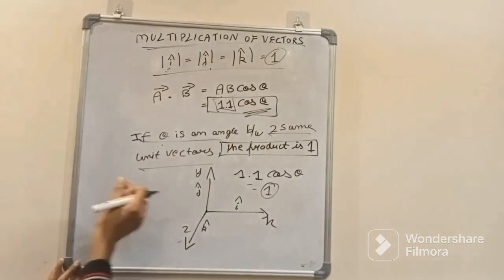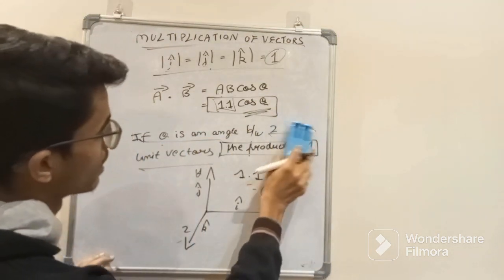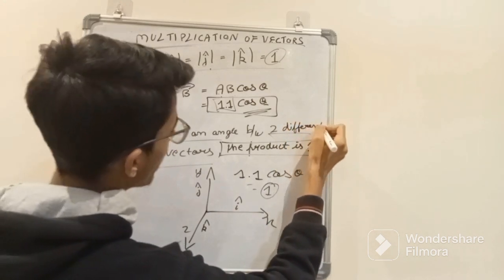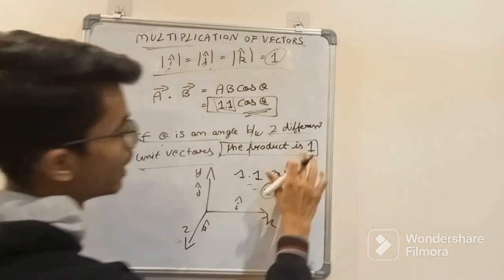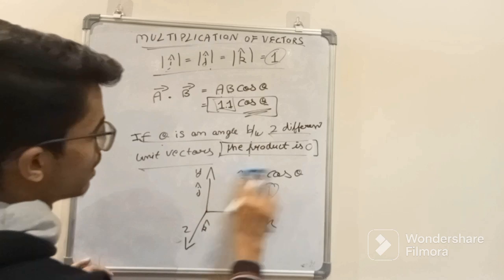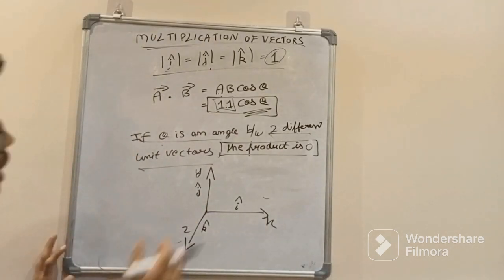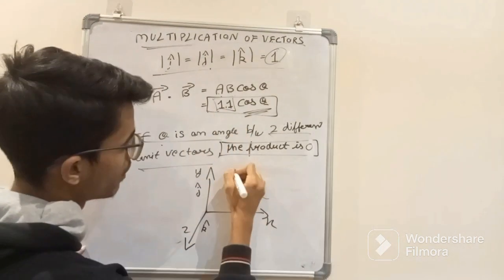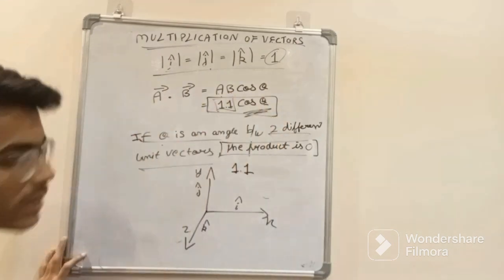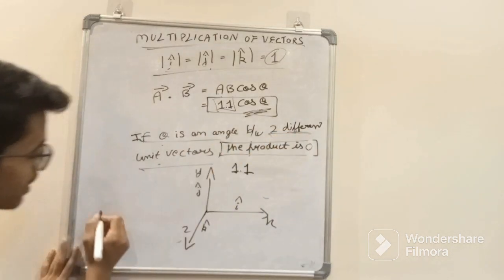But let's now change it. If theta is an angle between two different unit vectors, then the product is 0. 0 कैसे? Let's see. As I said, ये 1.1 is common. ये same रहेगा. The thing which matters is this theta. अब two different unit vectors.